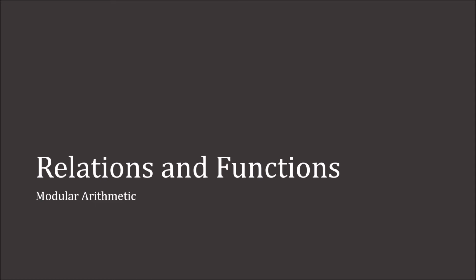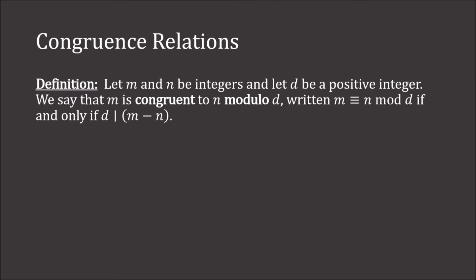We now study modular arithmetic. So we let m and n be integers and let d be some positive integer. We say that m is congruent to n modulo d, which is written in this form. This will be read m is congruent to n mod d if and only if d divides m minus n.